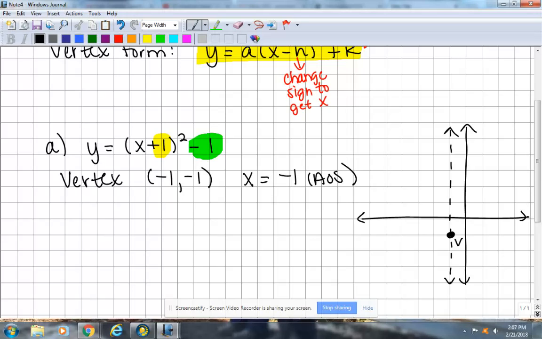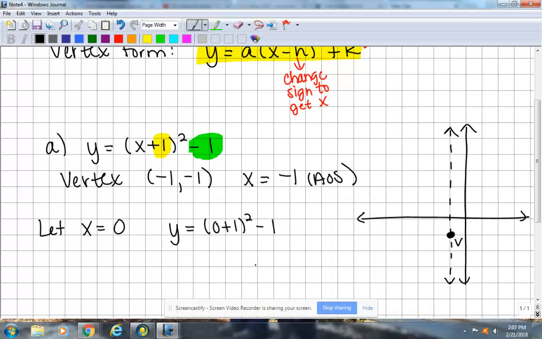So what number do y'all want to pick that's close to -1? 0. I want to pick 0 too. So let x equal 0. And we're going to plug that in for x in the original equation. Y equals parentheses 0 plus 1 squared minus 1. So where they had an x right there, I'm plugging in that 0.